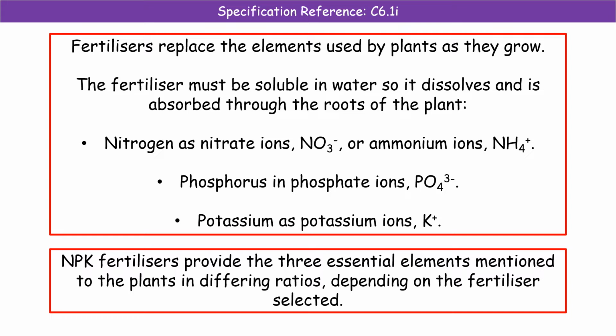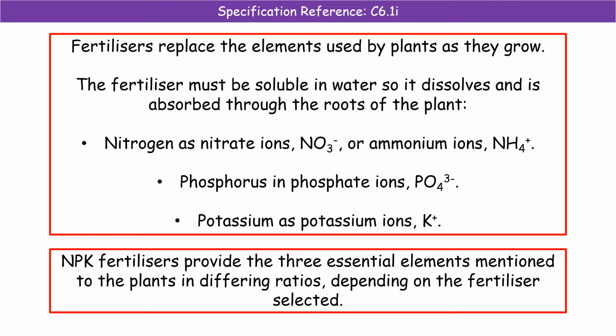So quite simply, fertilizers replace the elements that plants use as they grow. So when plants grow, they're going to be taking these minerals from the soil and therefore depleting it. We've got to be able to replace those in order to keep growing plants on that same area year after year. Key thing about those fertilizers that we're going to use, they've got to be soluble in water because they need to be able to dissolve so that the roots of the plant can absorb it.